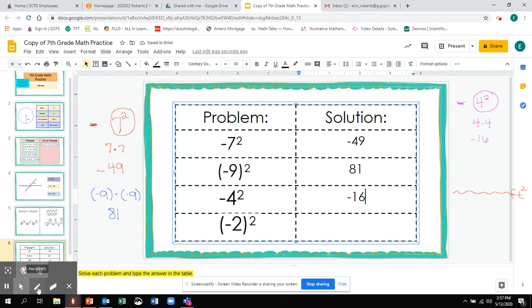And finally, I have negative 2 to the second power. So for this problem, I have negative 2 inside parentheses, so that means I'm raising negative 2 to the second power. And that means I'm multiplying negative 2 times itself twice. So I'm going to do negative 2 times negative 2, and a negative times a negative gives me a positive. And then I'm doing 2 times 2, which gives me positive 4.